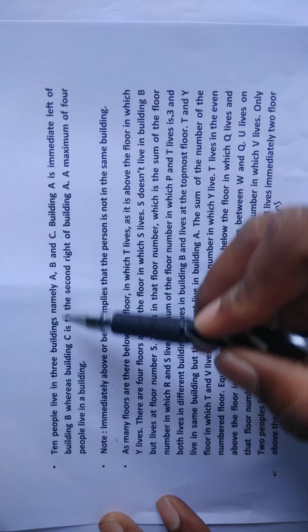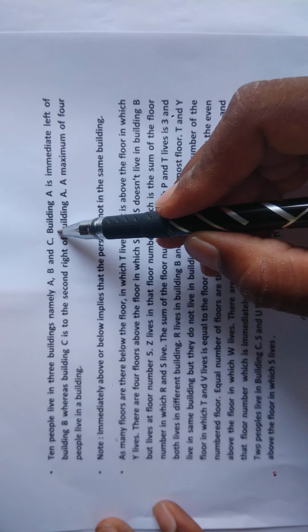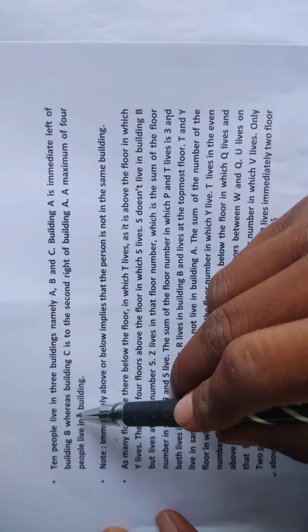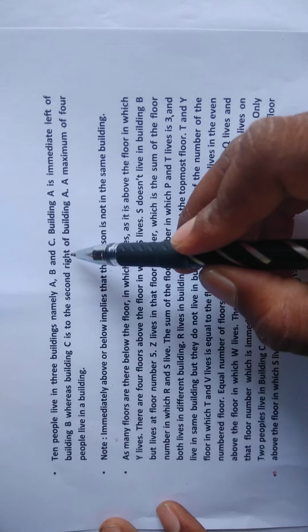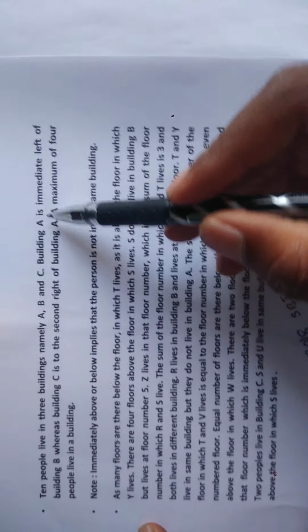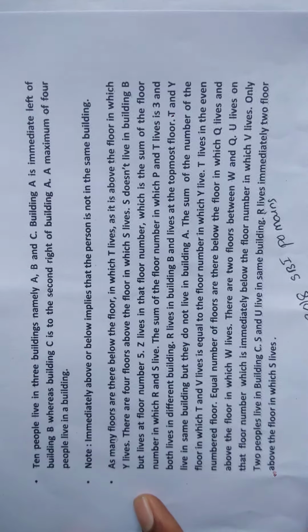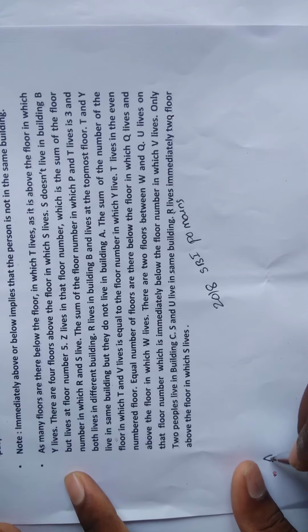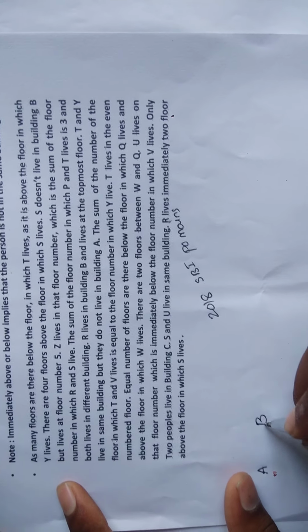10 people live in 3 buildings, namely A, B and C. Building A is immediate left of building B, whereas building C is second right of building A. Friends, check here. The next one is what? Building A is immediate left of building B. Check here, building A is immediate left of building B.